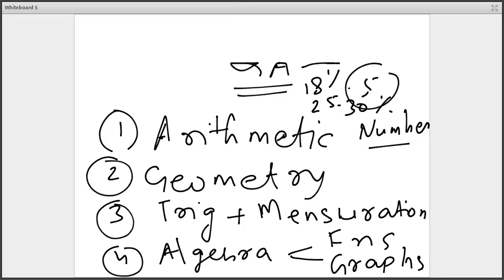So I'll just wait for a minute for you to digest all these things, and to digest the fact that geometry is a very important topic. And if you ask me what within geometry, circles. Circles will form the most important topic within the geometry. So I'll just take a pause so that you can just digest all these things.